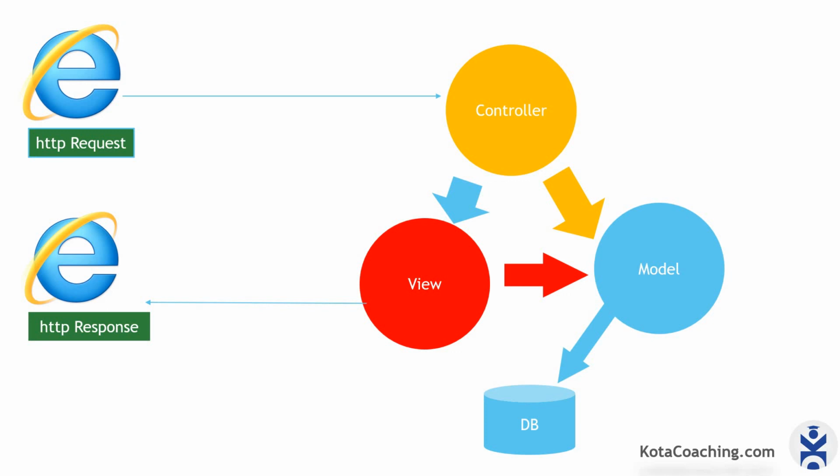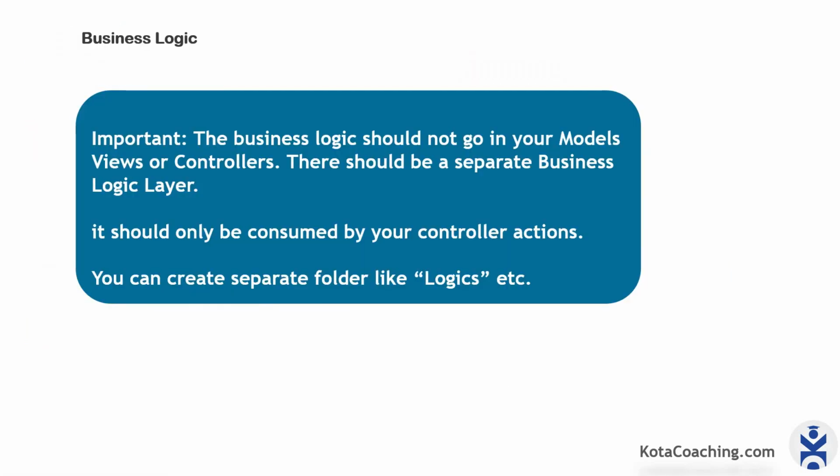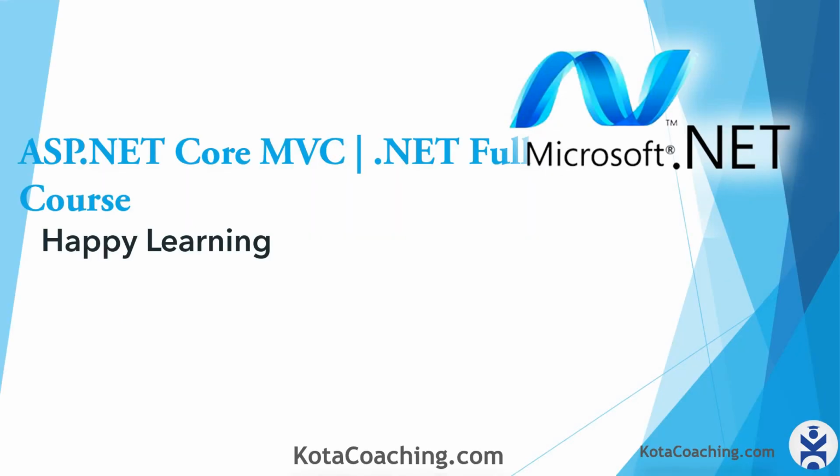But in the MVC pattern, where is the business logic? Where do you have to put the business logic? In the ideal scenario, business logic should not go in your models, views and controllers. There should be a separate business logic layer. It should only be consumed by your controller actions. Sometimes you can create a separate folder like logic or business logic. I hope the concept is clear about ASP.NET Core MVC.